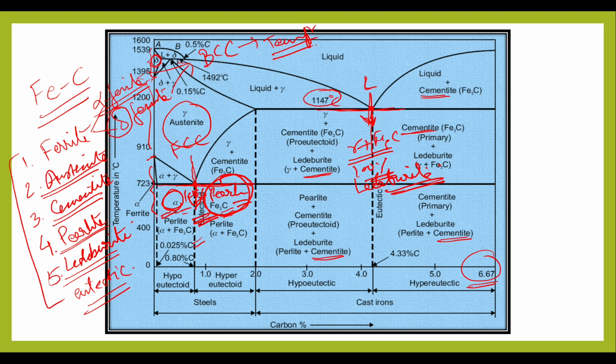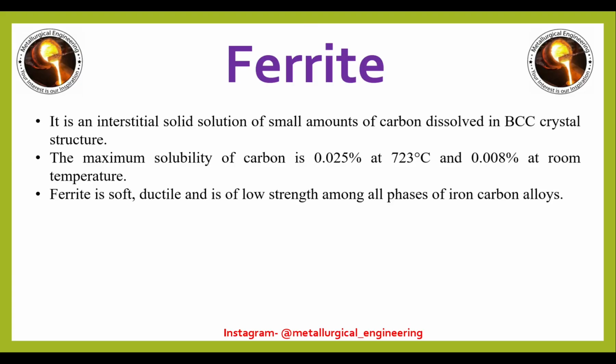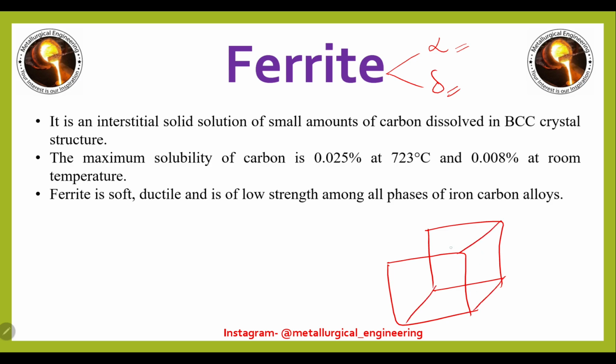Now we will discuss all the phases one by one. So first, the ferrite. I have already told in the previous slide that ferrite has two types, alpha and delta. Both differ in temperature range, having the same BCC structure. So the BCC structure is like this. There will be one atom at the center; both are the same. So this is the BCC structure.